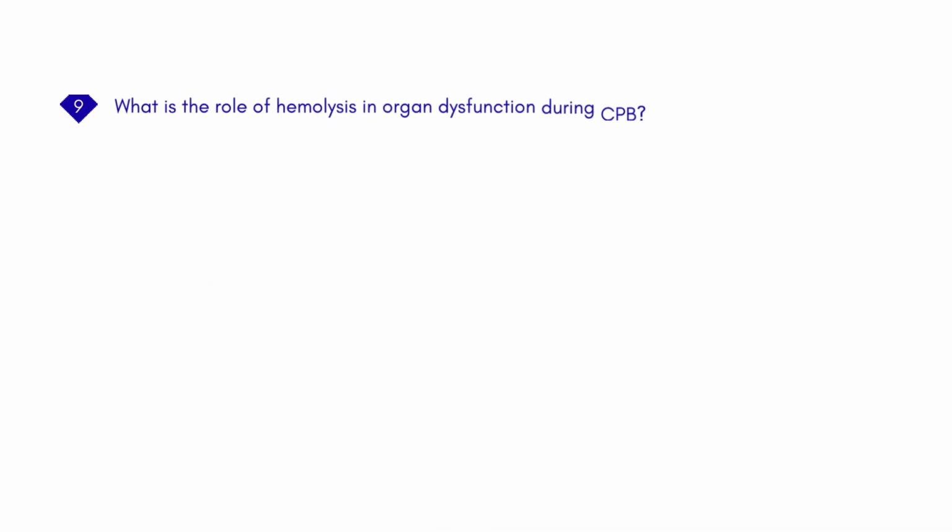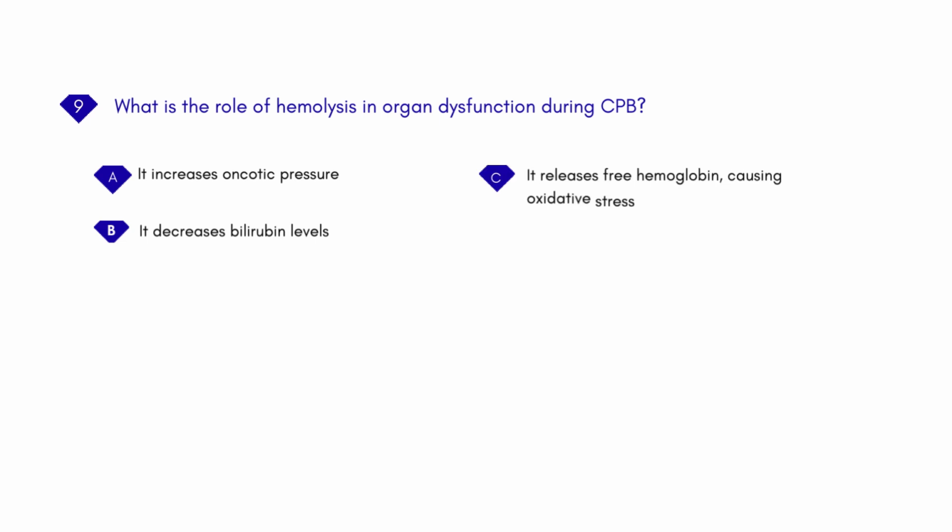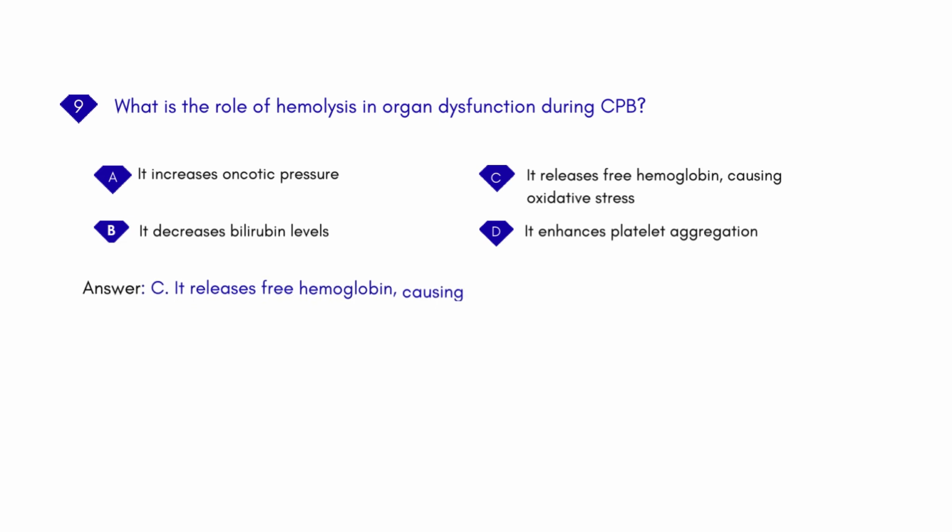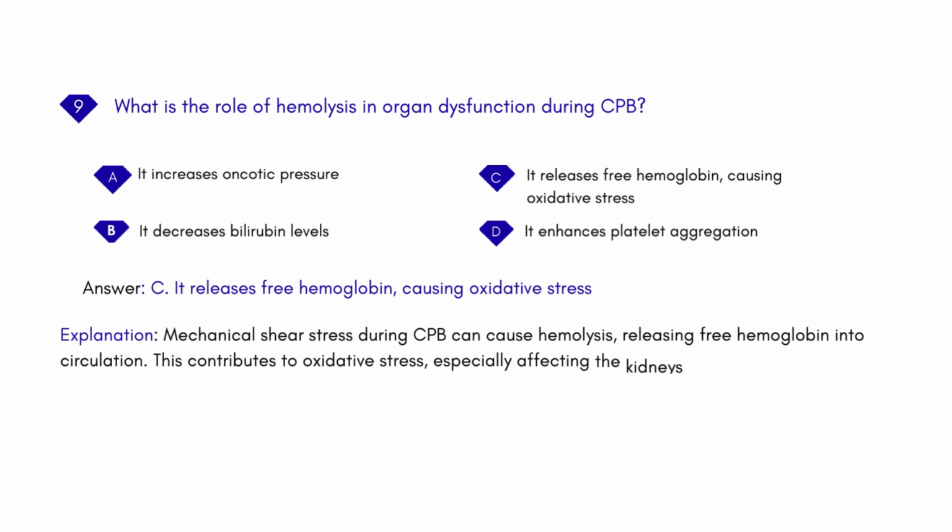What is the role of hemolysis in organ dysfunction during CPB? A. It increases oncotic pressure. B. It decreases bilirubin levels. C. It releases free hemoglobin, causing oxidative stress. D. It enhances platelet aggregation. Answer: C. It releases free hemoglobin, causing oxidative stress. Explanation: mechanical shear stress during CPB can cause hemolysis, releasing free hemoglobin into circulation. This contributes to oxidative stress, especially affecting the kidneys and lungs, and worsens organ dysfunction.